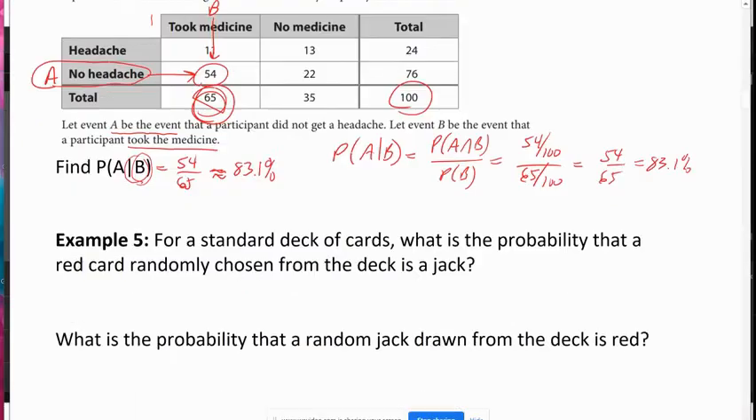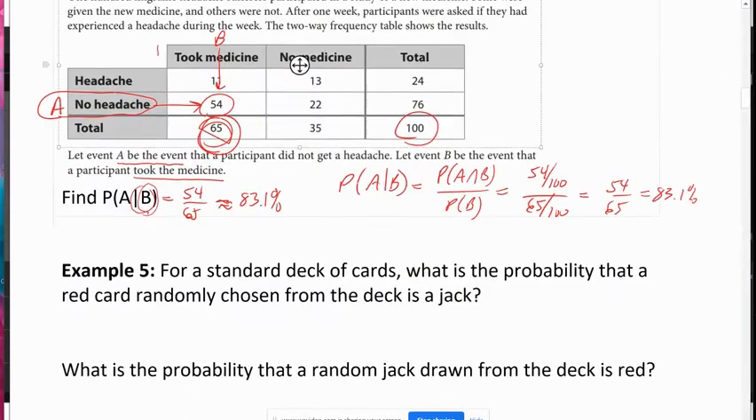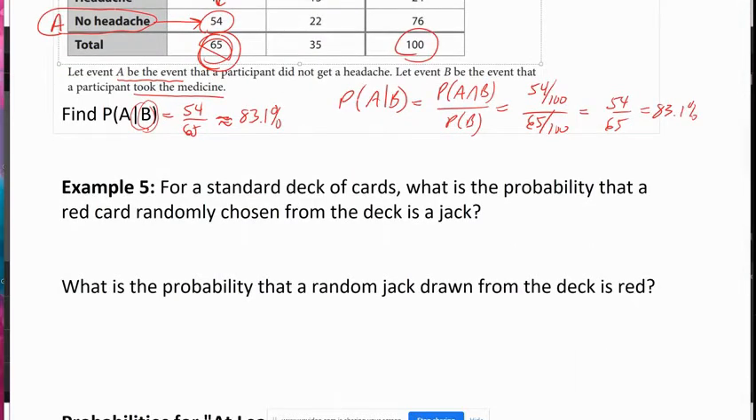Okay, let's try example 5. Again, I'm going to try to do this just by standard reasoning, without the formula, and then I'll do the same thing with the formula so you can see how they yield the same results. I would always prefer that if you can do something with common sense or mathematical intuition, that's better than memorizing a formula. But if you're not really seeing how you could do these without the formula, then by all means, use the formula.